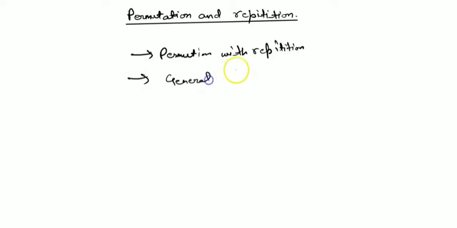So with permutation and combination, there are actually three things that you must know. Generally, three things that are useful. First is permutation with repetition. Second would be general permutation that does not involve repetition. And the third would be combination.